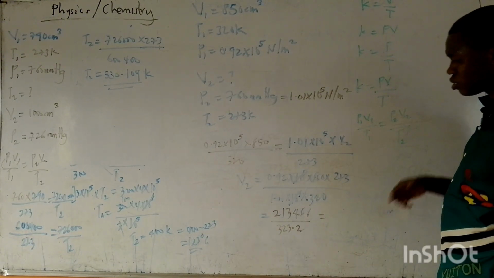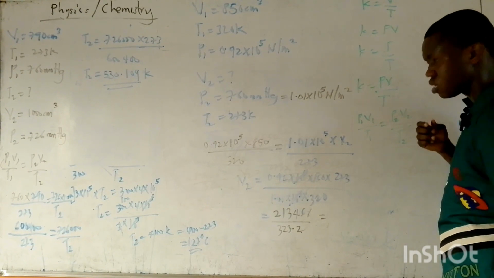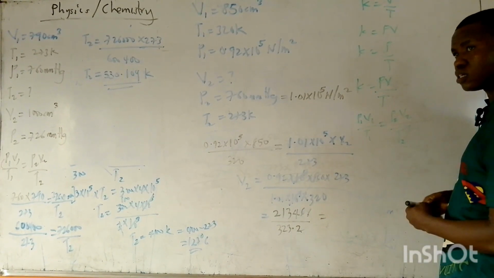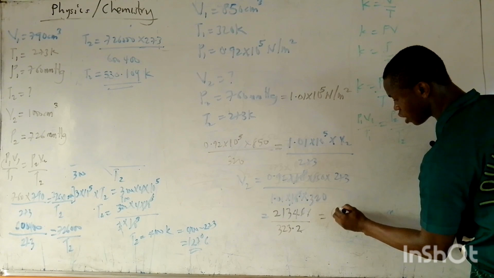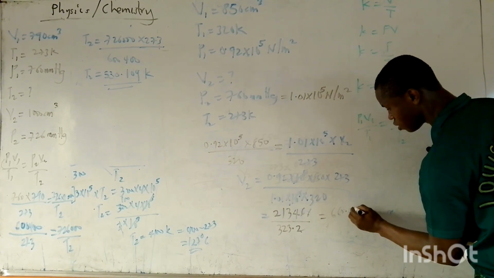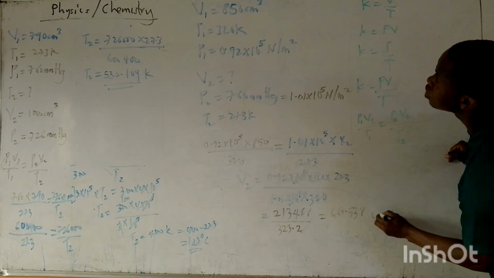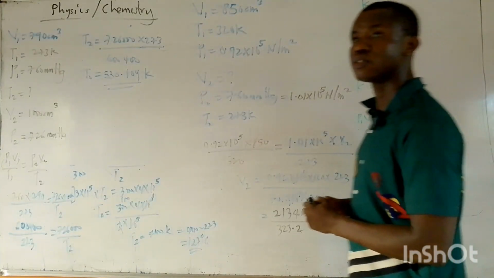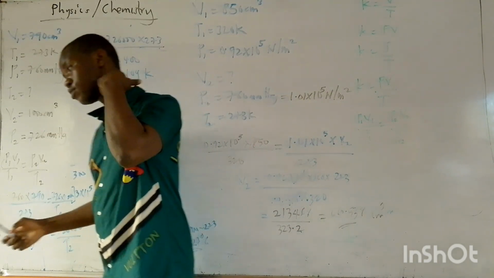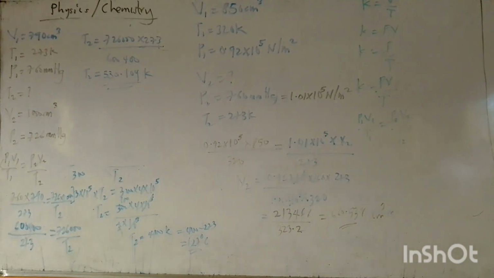Are you sure? 660 point 538 centimeter cube, right? Depends on your answers. The standard approximation is 2 decimal places. Okay? Alright, but your answer can be in 3 decimal places. And that is about that.